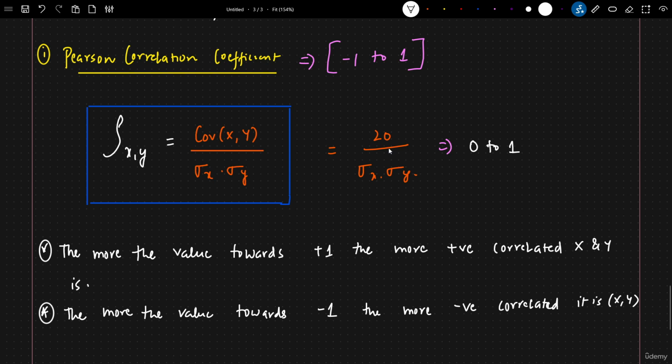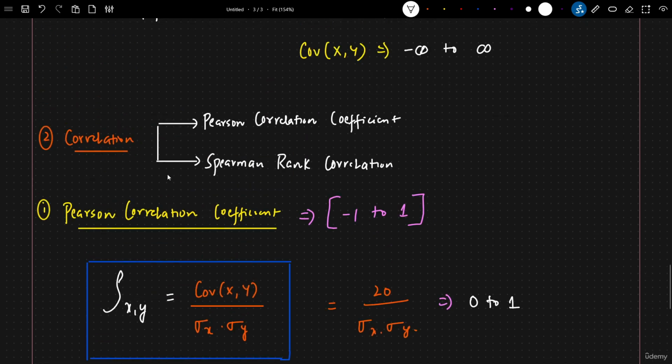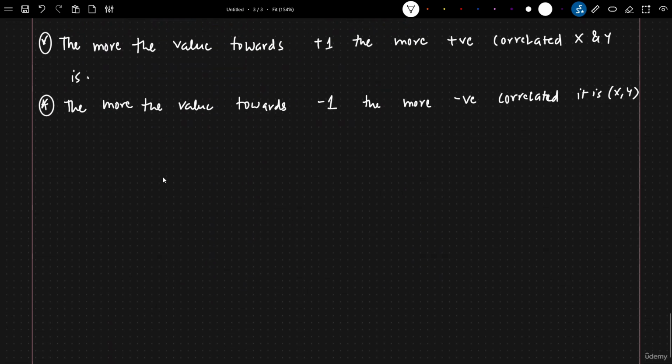Now, there is also one more technique which is called Spearman rank correlation. So, let's talk about this particular technique.